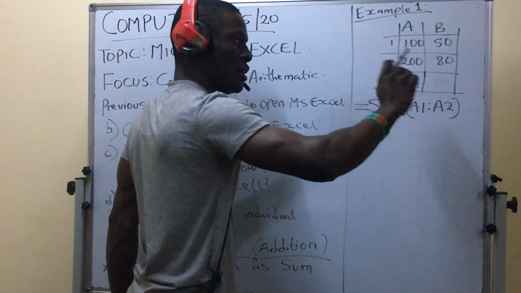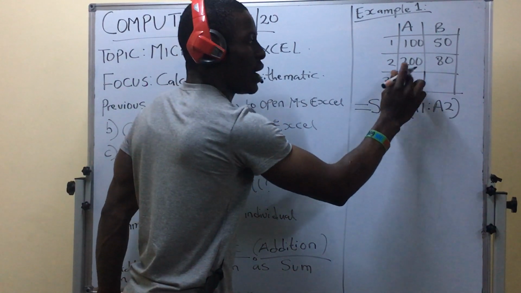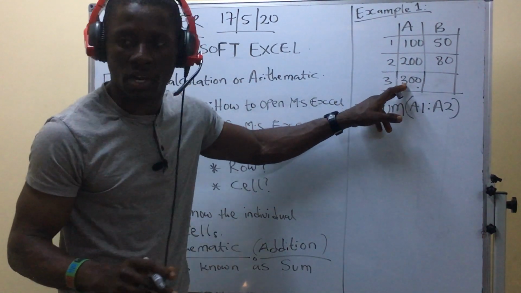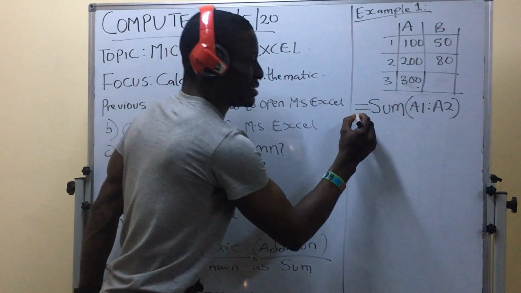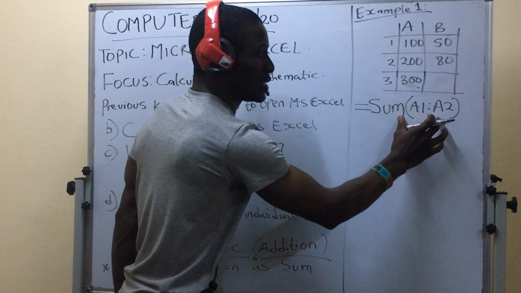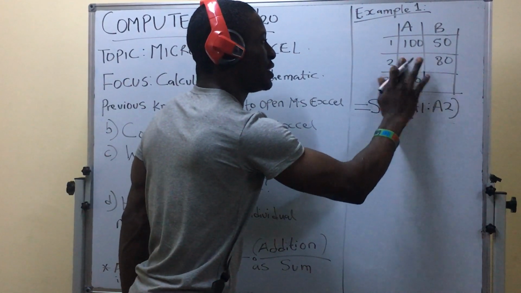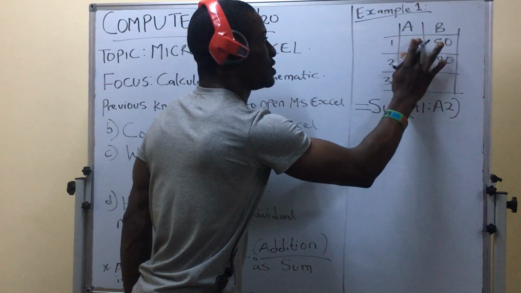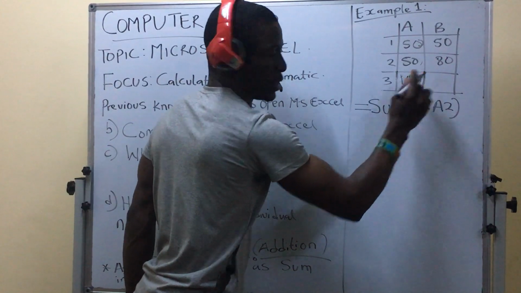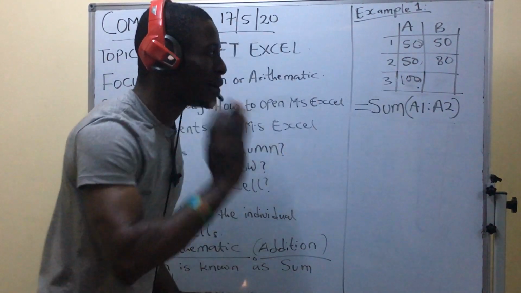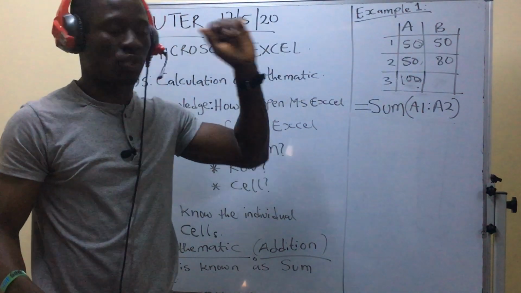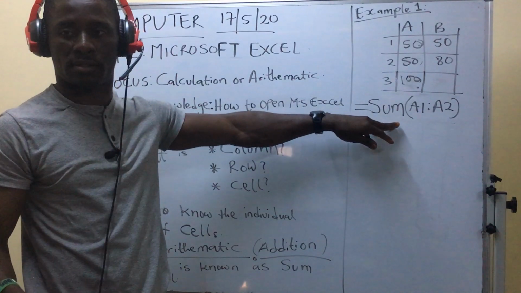So after typing, you hit the enter key, the answer will appear here. You will see 300 here. My concern is not the 300. My concern is the correct formula. So if you write the correct formula and this value changes maybe to 50 and this changes to 50, it should give you 100. So the formula is not only concerned for the values, it's concerned for the cell. So your formula must be correct.